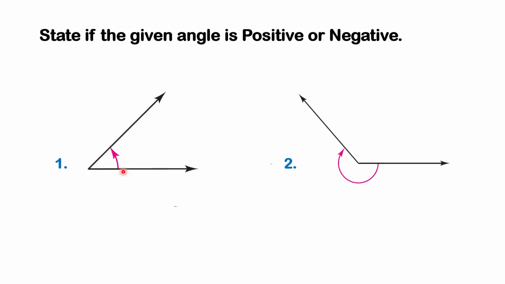counterclockwise direction. Why? Because this arrow right here tells us that the rotation is counterclockwise. Therefore, this angle right here, or the angle formed, is positive, because this arrow tells us that the rotation is counterclockwise. Now in the second figure, or second angle, as you can see, the rotation starts here and rotates in a clockwise direction. Since the rotation is clockwise, hence the angle formed is negative.